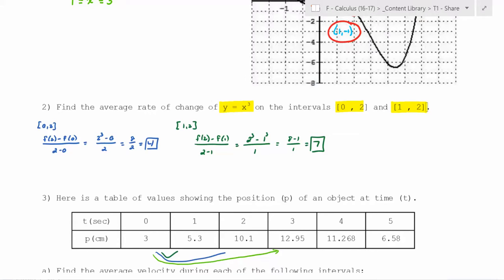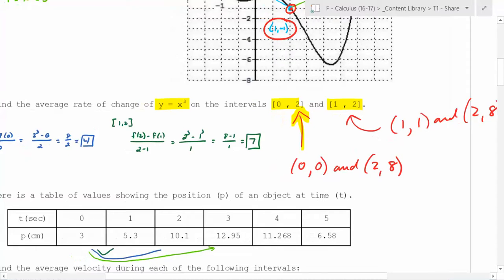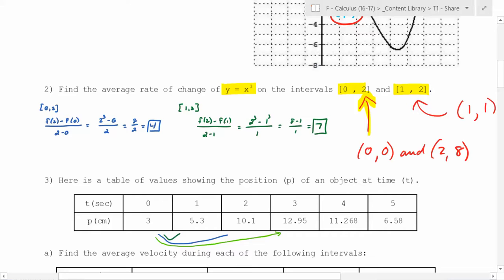So for 0 to 2, what 2 points do you have? What are those points right there? That's 0. Plug in 0 into x cubed. What do you get? And what's the other point? 2 comma 8, because it's 2 cubed. And then what are the points for this one? 1 cubed is 1, and 2 cubed is 8. So you have 2 pairs of points.